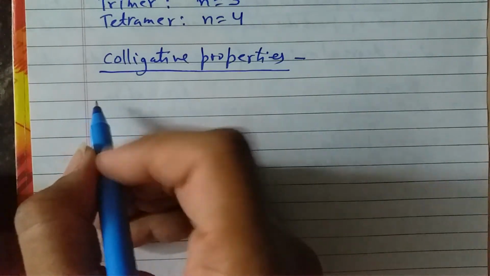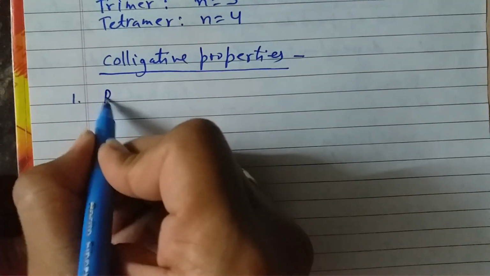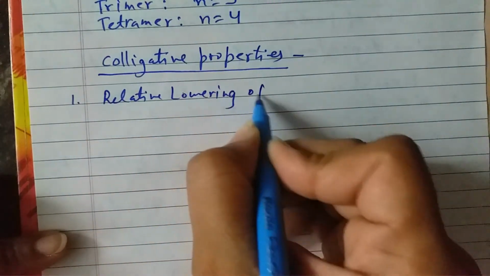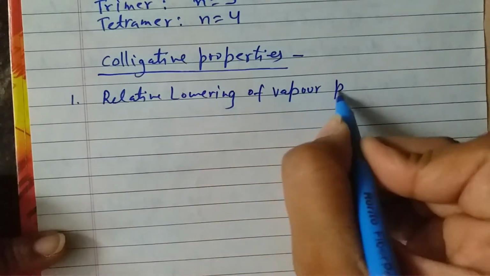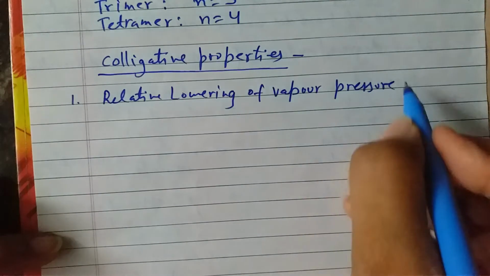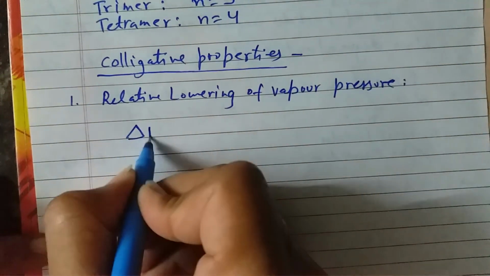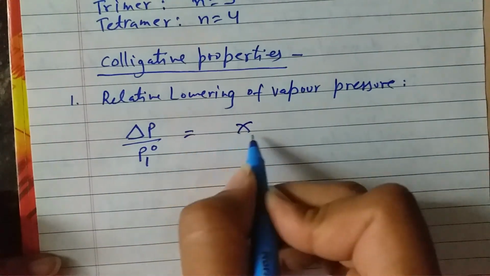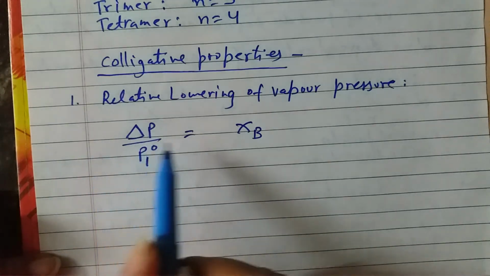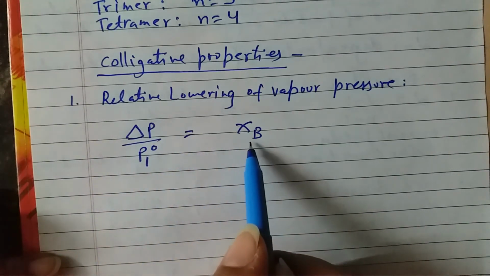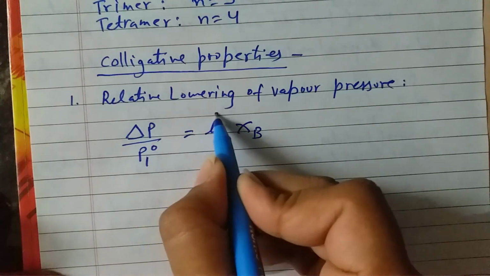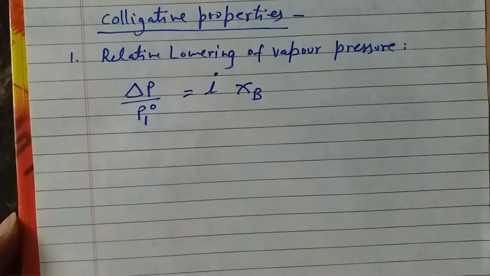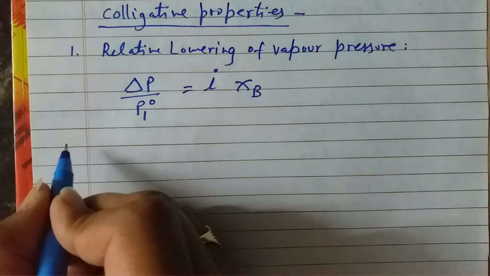So we have talked about 4 colligative properties. Number 1 was the relative lowering of vapor pressure. So this was our first colligative property, and the expression for it was delta P by P1 naught equals chi B. If you can recollect, the relative lowering in vapor pressure is equal to the mole fraction of the non-volatile solute. But now that will be changed to i times chi B. So delta P by P1 naught equals i into chi B. All the terms we have already studied in the previous lectures, so I am not rewriting it here.